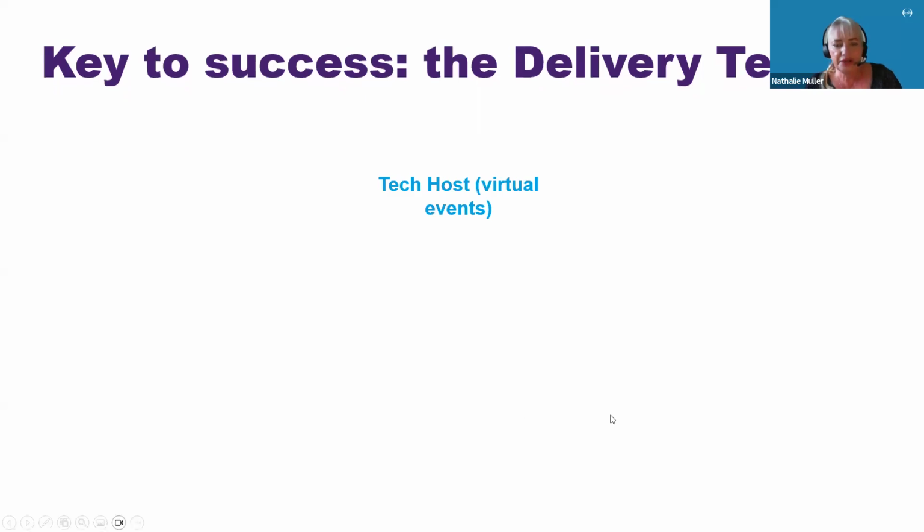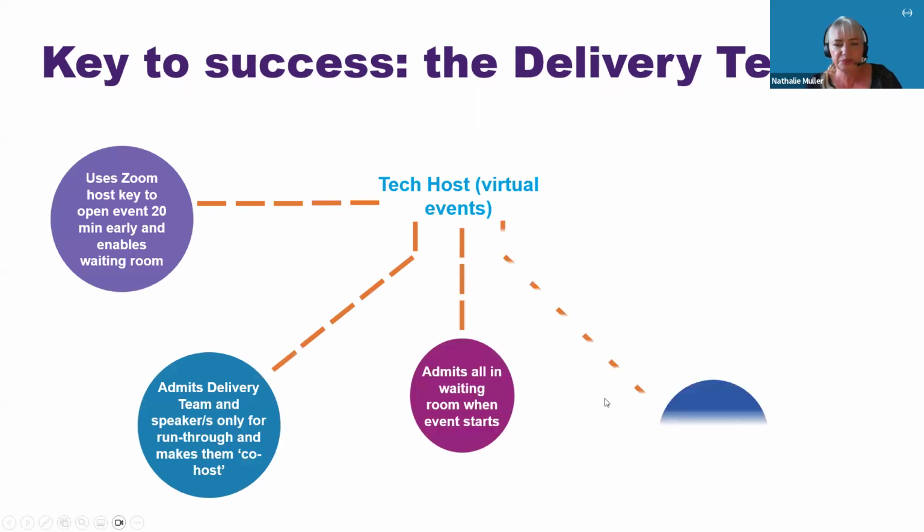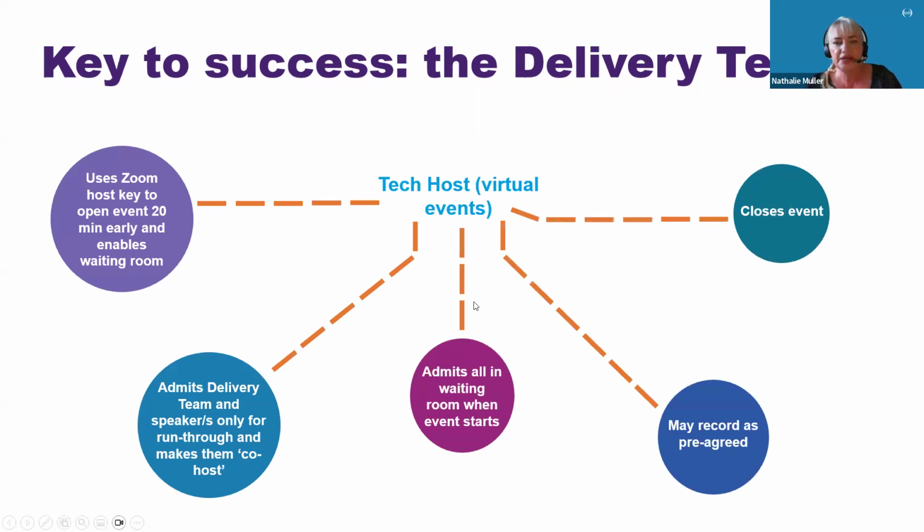So then we go to, if it's a virtual event that you're running, then we have the tech host. So I'm just going to bring all these little bubbles up anyway, so you can see them. The tech host is what you need to start your event and do all the techie bits. You would use our Zoom host key ahead of time, usually 20 to 30 minutes ahead of time. Open the event early for a run through, but the first thing you would do is enable the waiting room.